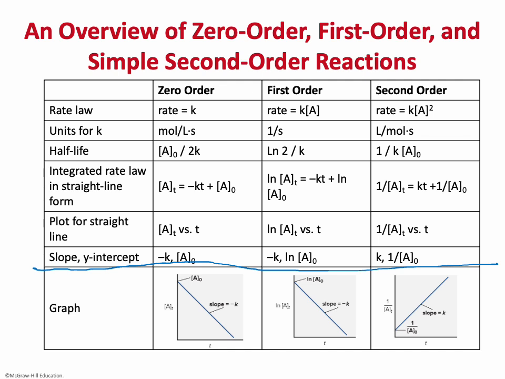One very easy way to remember which one is zero, which one's first, and which one's second is this: in case of zero order, [A]t versus t will be a straight line. In case of first order, ln [A]t versus t will be a straight line. In second order, 1 over [A]t versus t will be the straight line. So if a graph is given to you and the question asks which rate law or which order it is representing, this is zero, this is first, and this is second order.